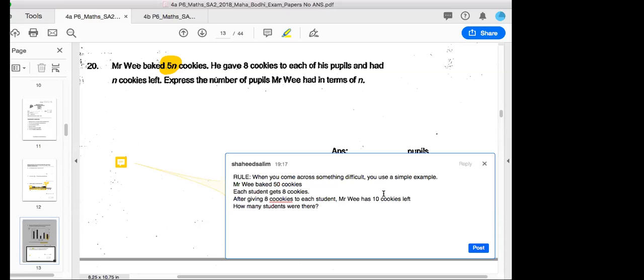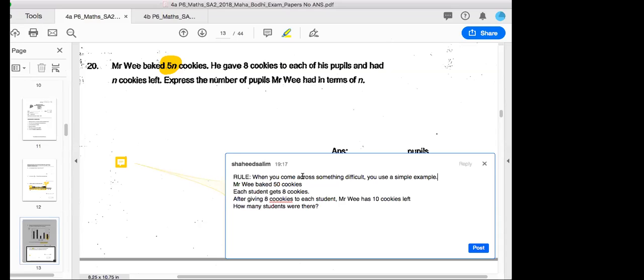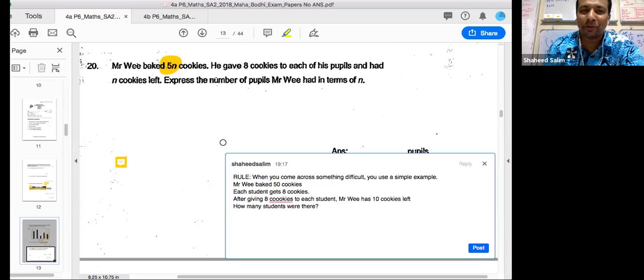Then in the end, finally he died. So down here, one point in time, many of us almost died. Now over here, when you find something complex, you use an easy example by using numbers.